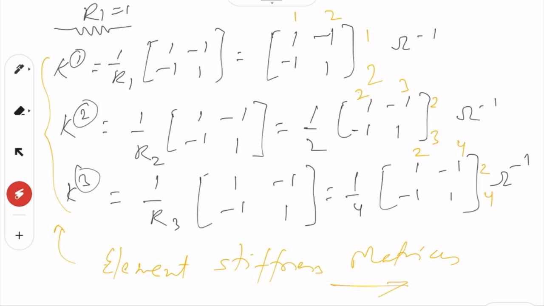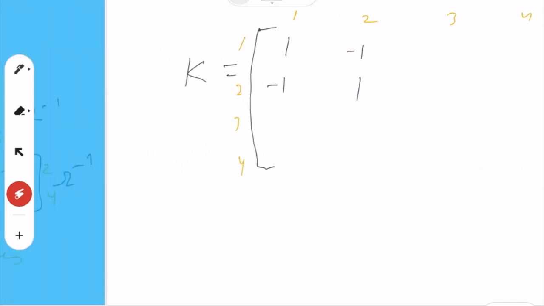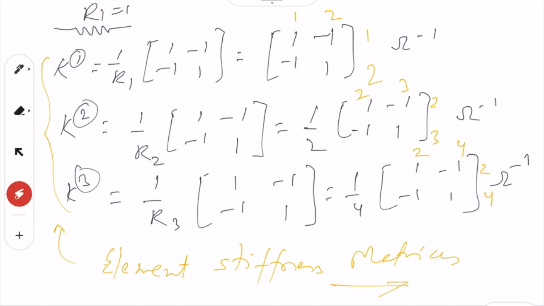We can also write it like this. Actually we say this is 1, this is 2, this is 1 and 2, and you know that 1 minus 1, minus 1 1. If we have 1 here, 2 here, 1 here, 2 here, local and global are both the same number. So we can just transfer directly. We can write 1 minus 1 here, minus 1 1 here. Why? Because local and global numbers are the same. So we just write it like this. Okay, so this we have completed.